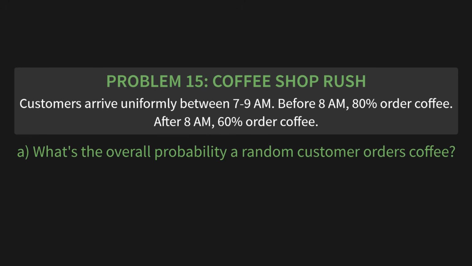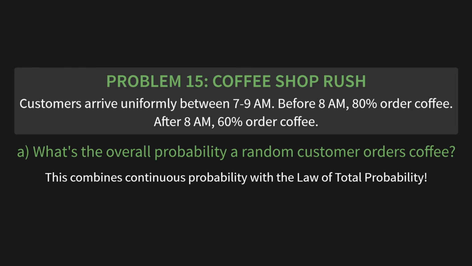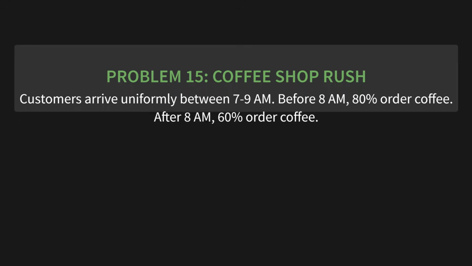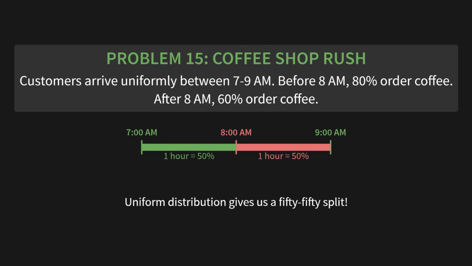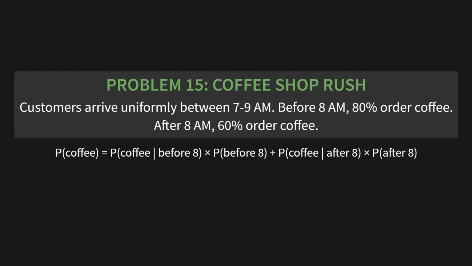This is beautiful. We're combining continuous probability with the law of total probability. Check out this timeline. Arrival time is continuous and uniform over 2 hours. That means exactly half arrive before 8 a.m., half arrive after. Perfect 50-50 split. Now, we use the law of total probability. We've got 2 paths to coffee. Early arrivals, who order coffee, plus late arrivals, who order coffee.